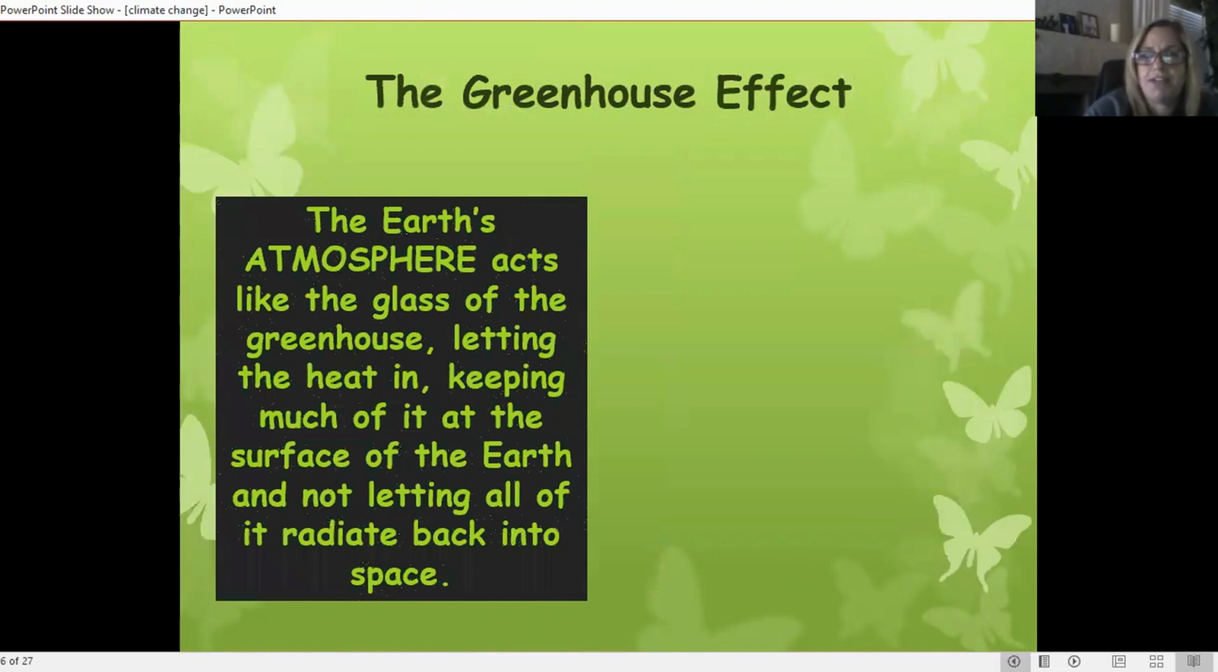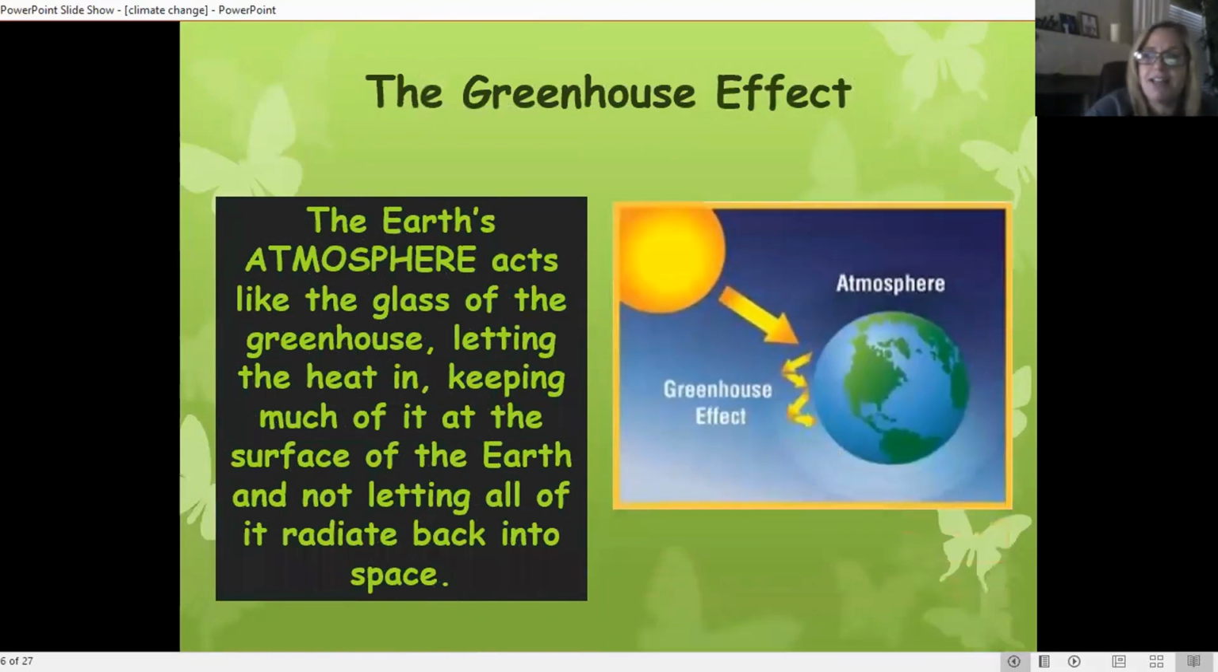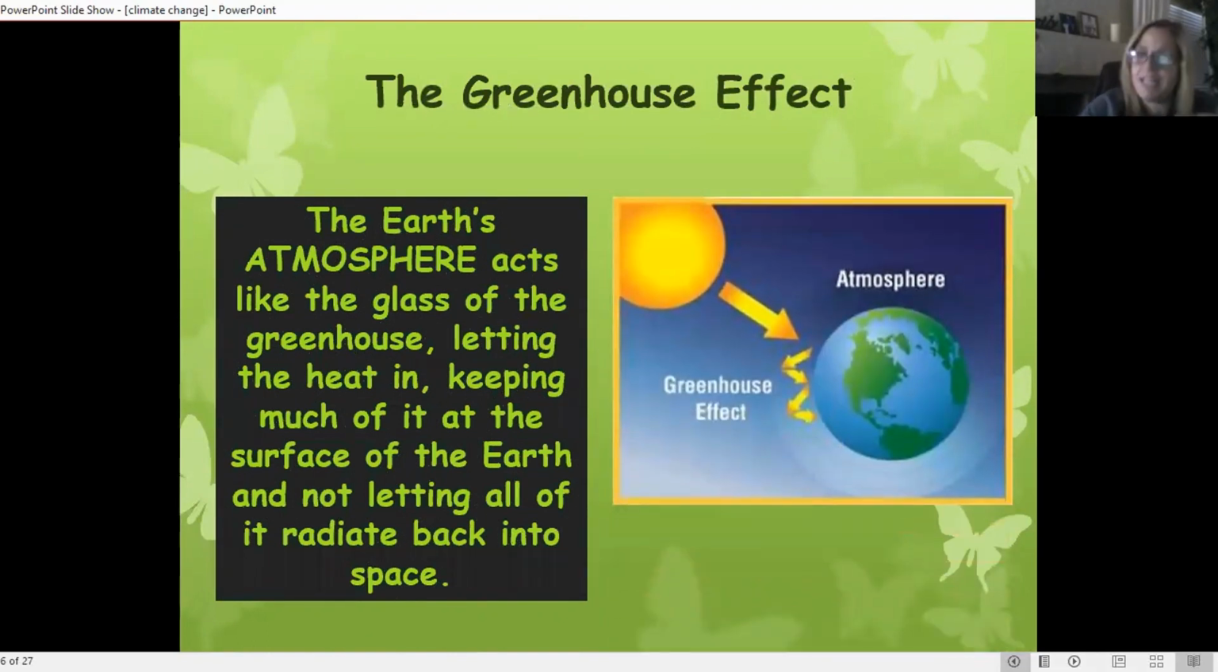So the greenhouse effect, the Earth's atmosphere acts like the glass of the greenhouse, letting the heat in and keeping much of it on the surface of the Earth and not letting it all race out back into space, because otherwise we'd have no heat, we'd be freezing.